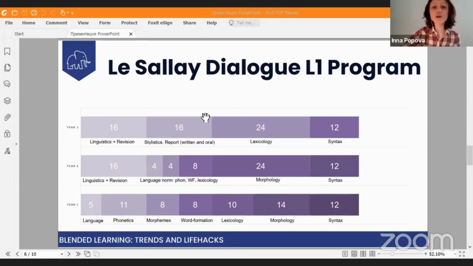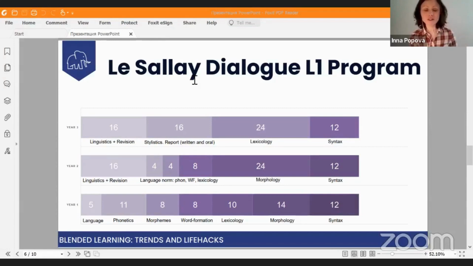Then we move along across the same levels in the second year. So there's phonetics, word formation, lexicology, but we talk about them through the prism of the language norm. And then we continue talking about morphology, because there are a lot of parts of speech in the Russian language, for example, and you can't squeeze them into the first year, and you should. And then there's syntax, so we kind of go a little bit back, revise, and then move forward with syntax.